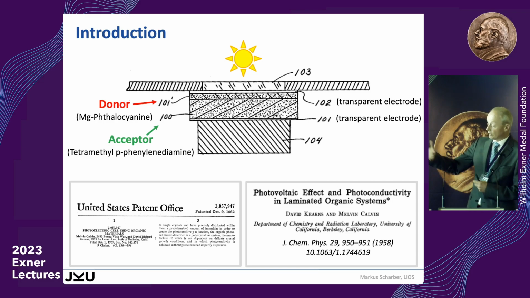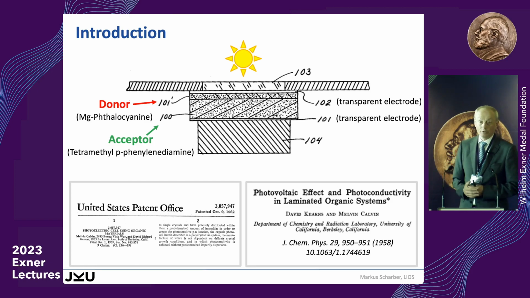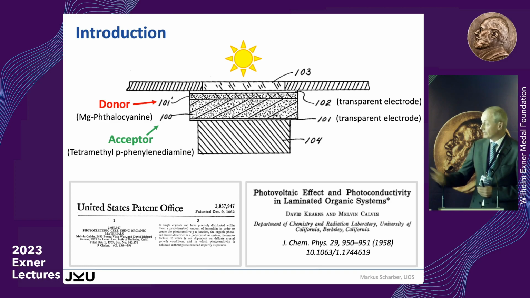And then you have an acceptor layer. They sit on top of each other. These are typically thin layers. On the front side, you have a substrate, which is transparent, so light comes from above. And on the back side, you have an electrode. So at the end, this is the structure.